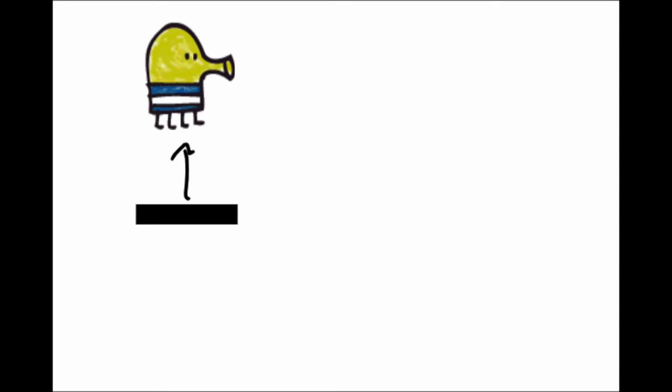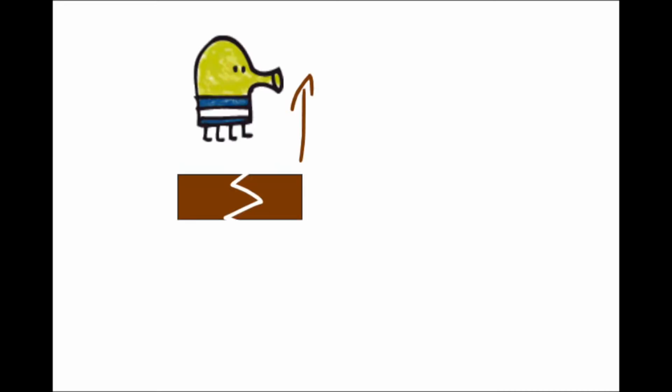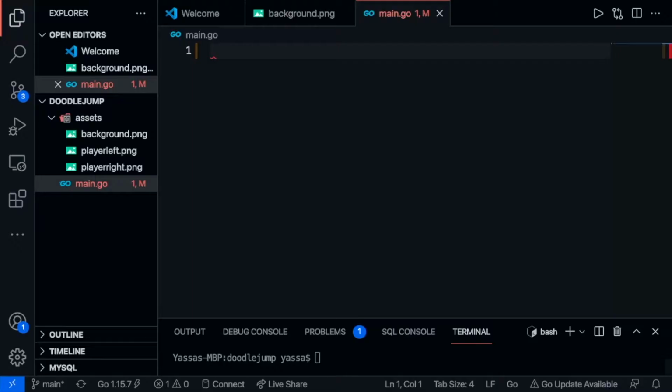Now, there's two blocks, a black block and a brown block. Now, the black blocks work is that you just jump off them and you can do that over and over again. However, the brown blocks are a bit different. If you step on them, they will break. But you will still go up, however. Now, I know this isn't entirely the same as the original Doodlejump, but it's close enough. And the main purpose of this tutorial is just to get beginners into game development inside of Go. Alright, so let's just begin making Doodlejump.